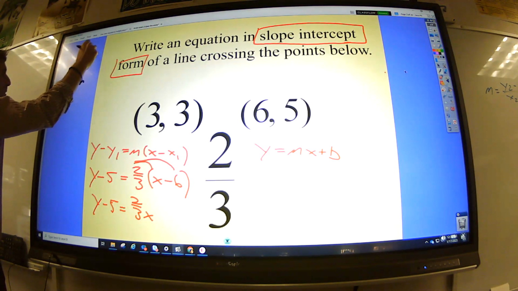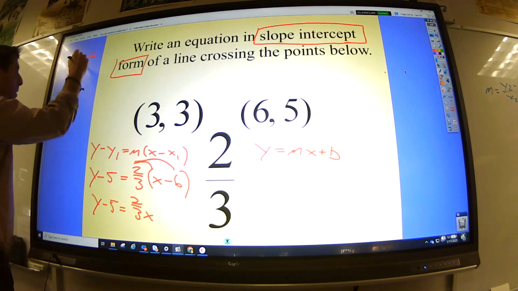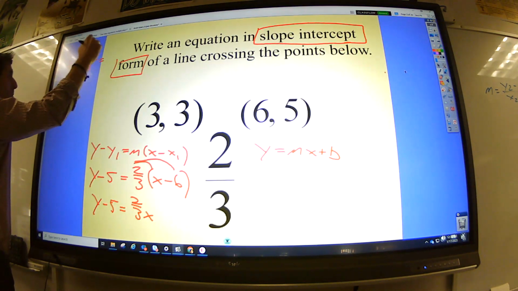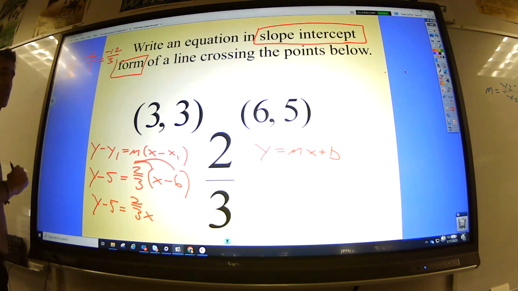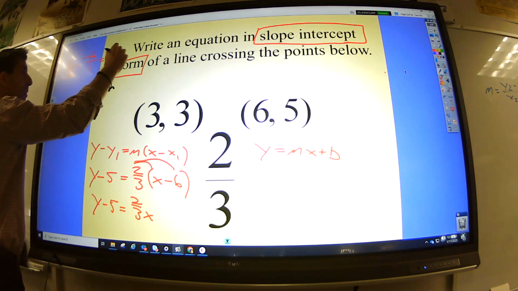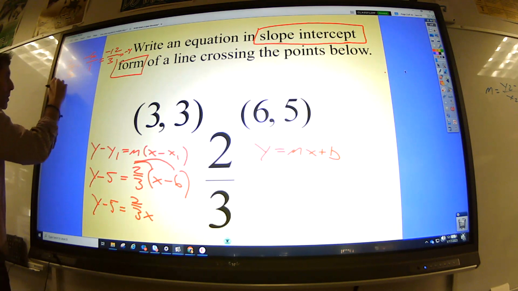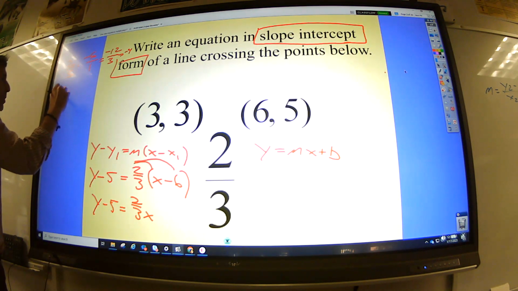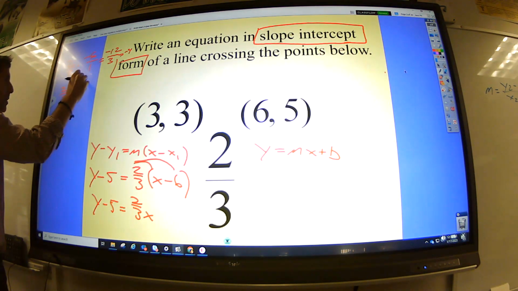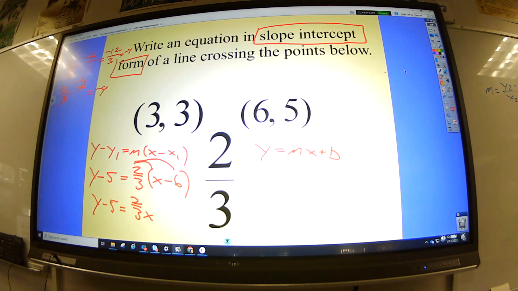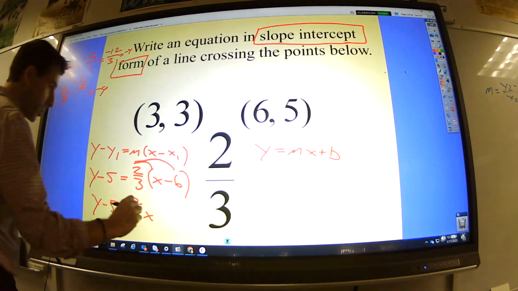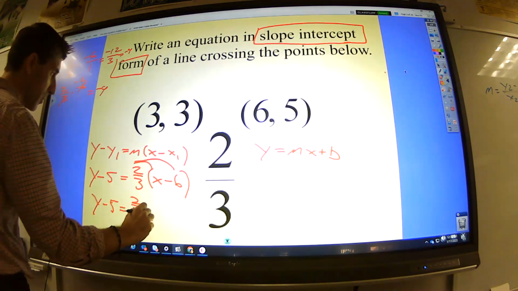2/3 times -6. I'm doing it here. Long way. 2 times 6 is -12. 3 times 1 is 3. What's -12 divided by 3? -4. Or you could do 2/3 times -6, and these reduce. This becomes -2. 2 times -2 is -4. Either way, I don't care. That's all I'm going to say. So it's -4, right?